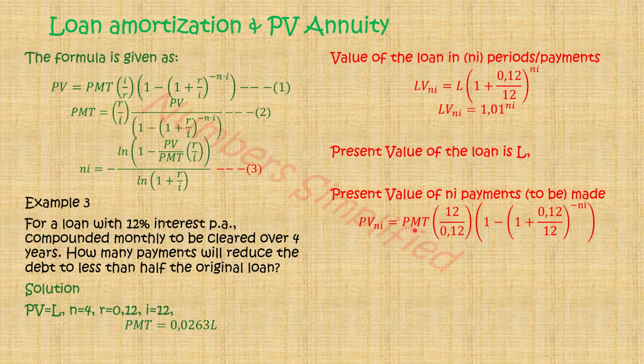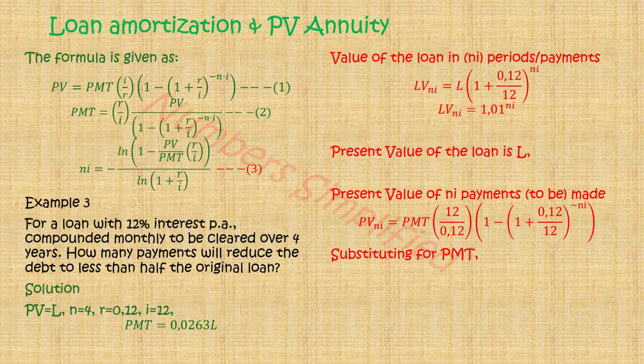So that would take us to have the PV NI of PMT times 12 divided by 0.12 times 1 minus 1 plus 0.12 divided by 12 raised to the power minus NI. Right, so with that, we have substituted for each and every variable that we are given. And of course, evaluating what we have, we are going to substitute for the PMT because we have already obtained the PMT that we calculated earlier on.